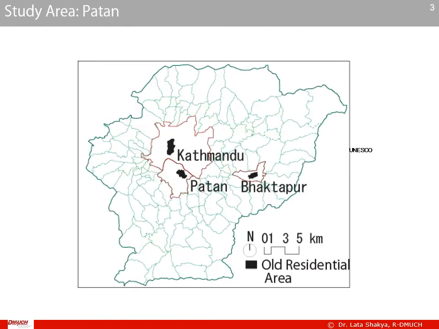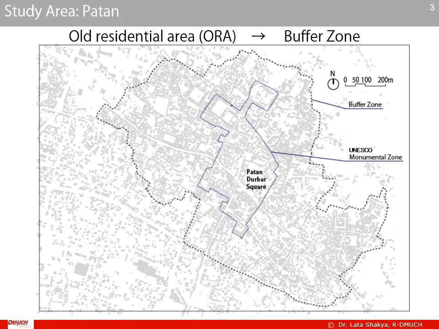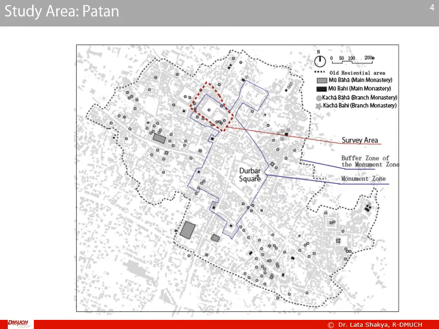Here I would like to introduce the study area and the stakeholders of the area who are responsible for the management of the area. This figure shows the three historic cities of Kathmandu Valley and its old residential area. This is the figure of old residential area of Patan, which is buffer zone of historic site itself. Our study area lies inside the UNESCO World Heritage Site Monumental Zone.